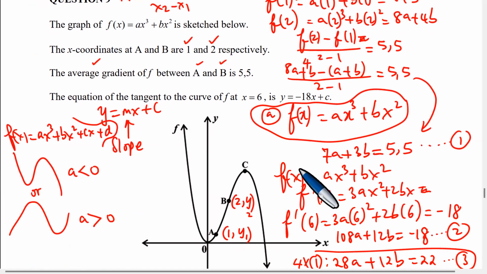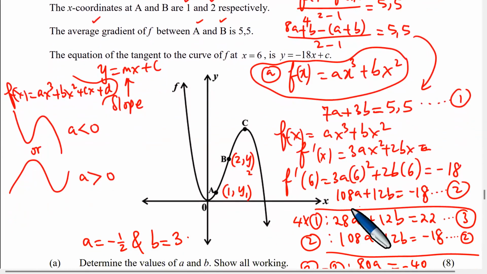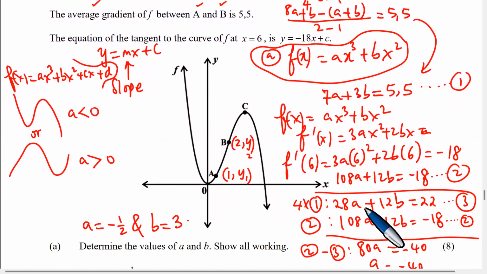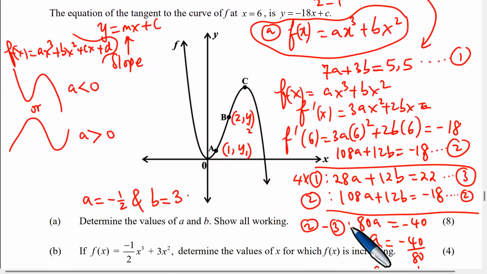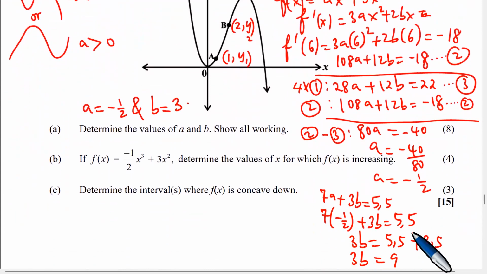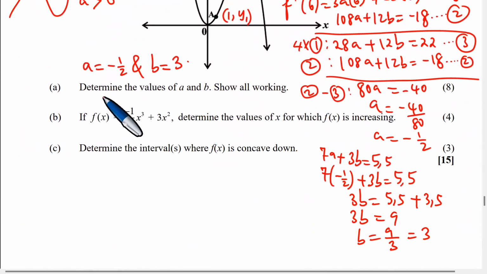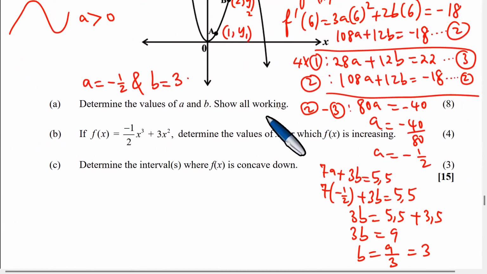Now we substitute every x by 6, and we get minus 18. And therefore, this is exactly 108a plus 12b equals minus 18. And therefore, you have this. So which means that a is minus 40 over 80, which is minus 1/2. And then you get that b is 3. So we have found the values of a and b.